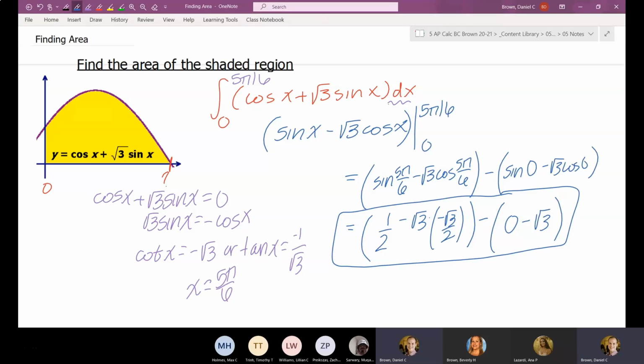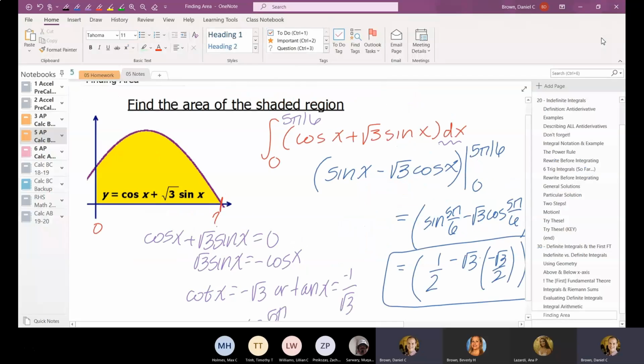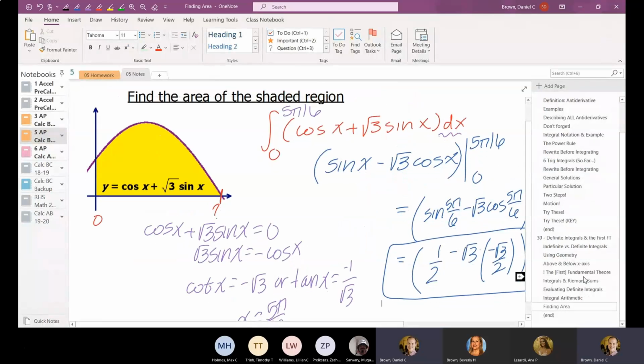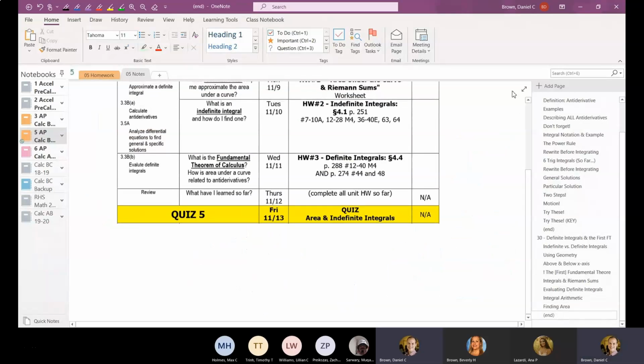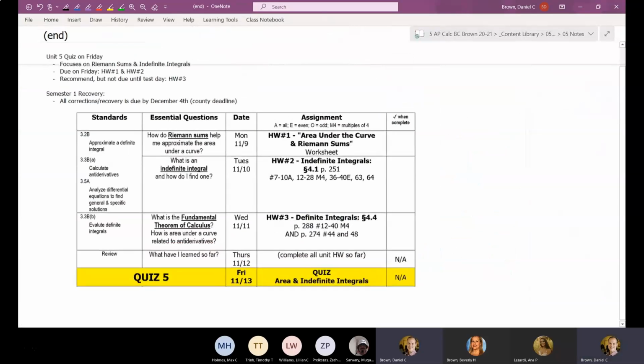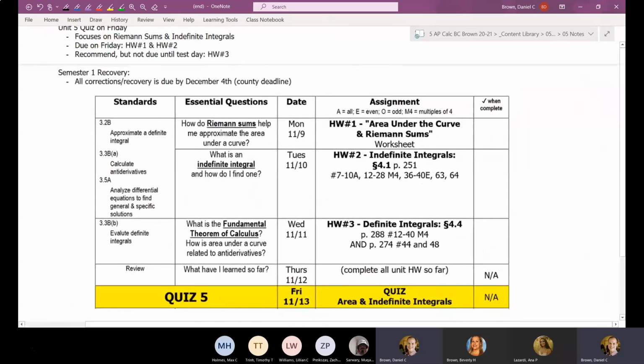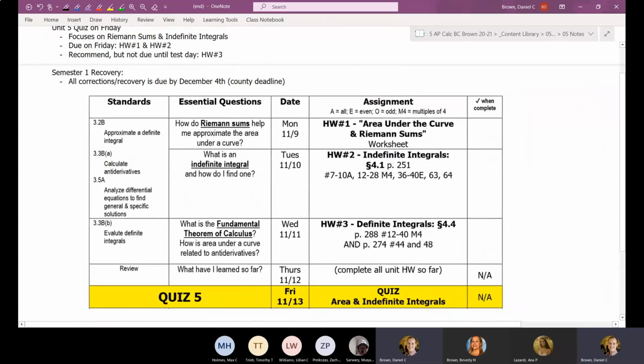So for the rest of class, I would rather answer a lot of your individual questions, so just to remind you where we are at. Your quiz tomorrow is focusing on Riemann sums and indefinite integrals. When I say Riemann sums, remember that has two parts. Not only should you be able to find them, LRAM, RRAM, MRAM, and TRAP, but you also need to know when they're an overestimate and when they're an underestimate.